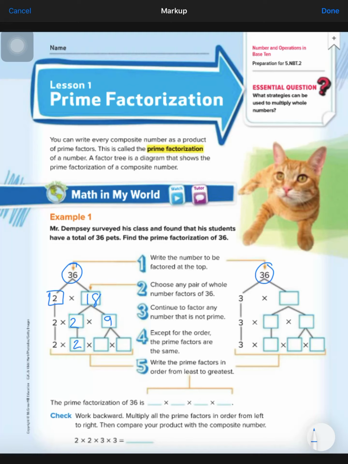9, what can 9 be broken up into? That is right, 3 and 3. Is 3 a prime number? It sure is, because guess what? Nothing can go into it other than 1 and 3. 1 and itself. All right, so my friends, let's go into this example.